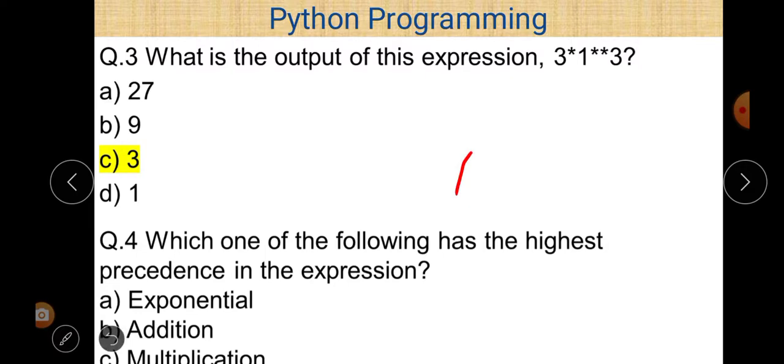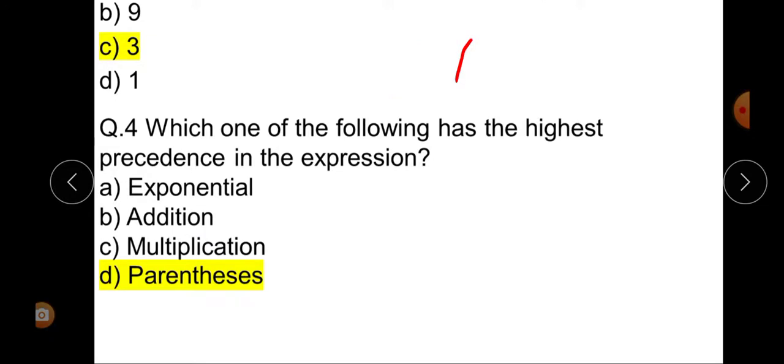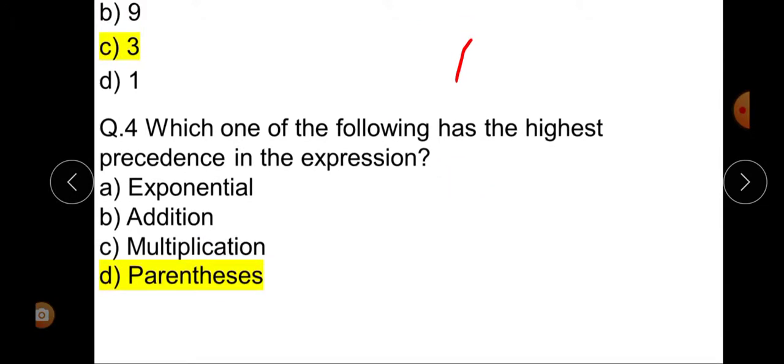next question is, which one of the following has the highest precedence in the expression? Now different operators are given and we have to find the highest precedence among them. So let us check what are the different operators. These are the different operators given in the question: exponential, addition, multiplication, and at last parenthesis. So our answer will be exponential. Our answer will be parenthesis, sorry.